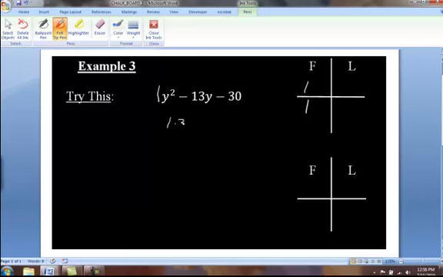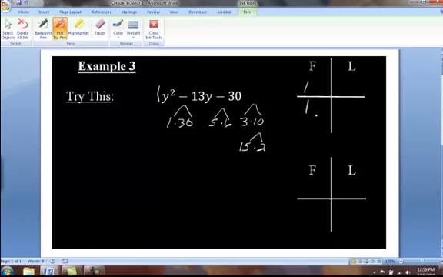We have, of course, 1 times 30 we could use. That gives me 30. 5 times 6 gives me 30. 3 times 10 gives me 30. And of course, we also have 15 times 2. So any of these combinations could work.